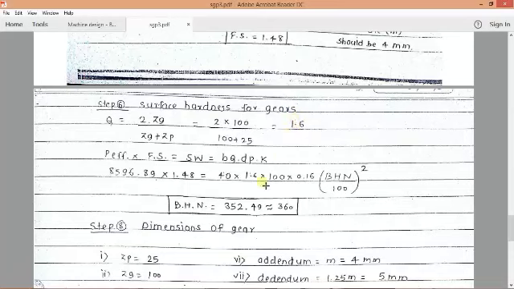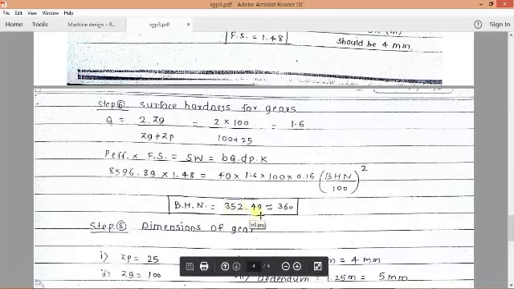Then Q as calculated here, into the diameter of the pinion, that is 100, into K, which is 0.16 into (BHN/100) squared. So putting these values in and calculating, we get BHN of 352.49, and the preferred value is 360. If you don't know how to take the nearest value, then just put this value as it is, and you will still get the marks in the examination.